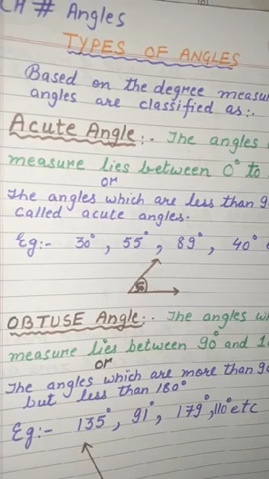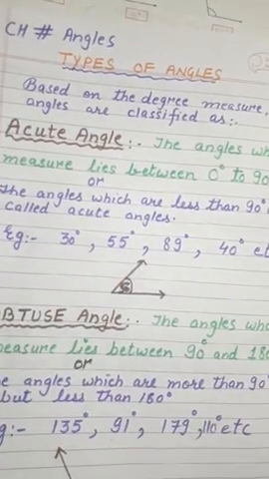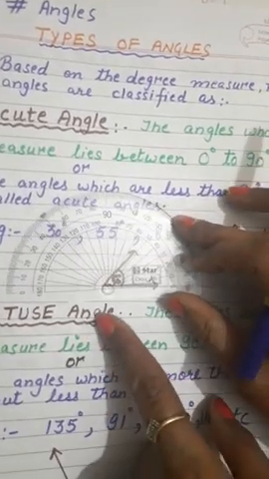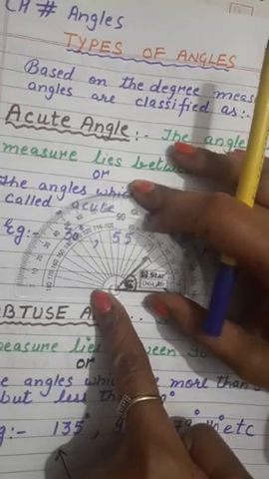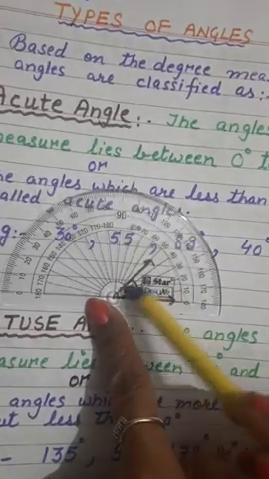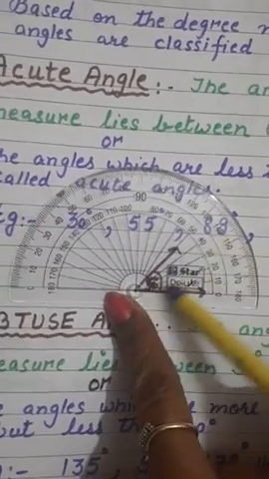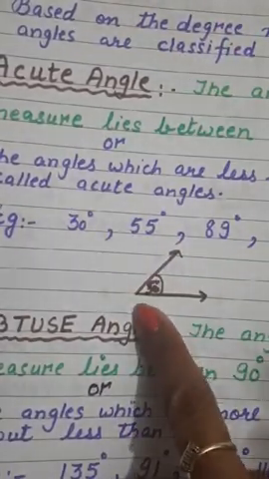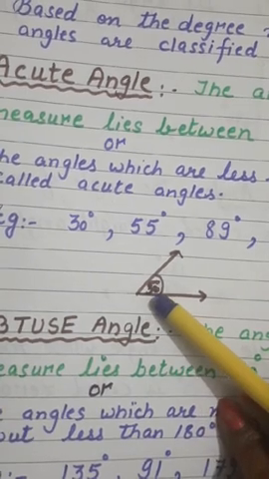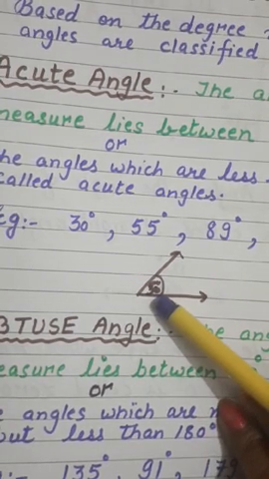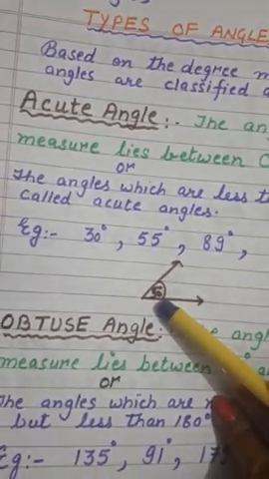So here is my angle. Now if I measure this angle, it is about 50 degree. Here it is showing a 50 degree angle. Its measurement is 50 degree, and 50 degree is less than 90 degree, so we can say that it is an acute angle.